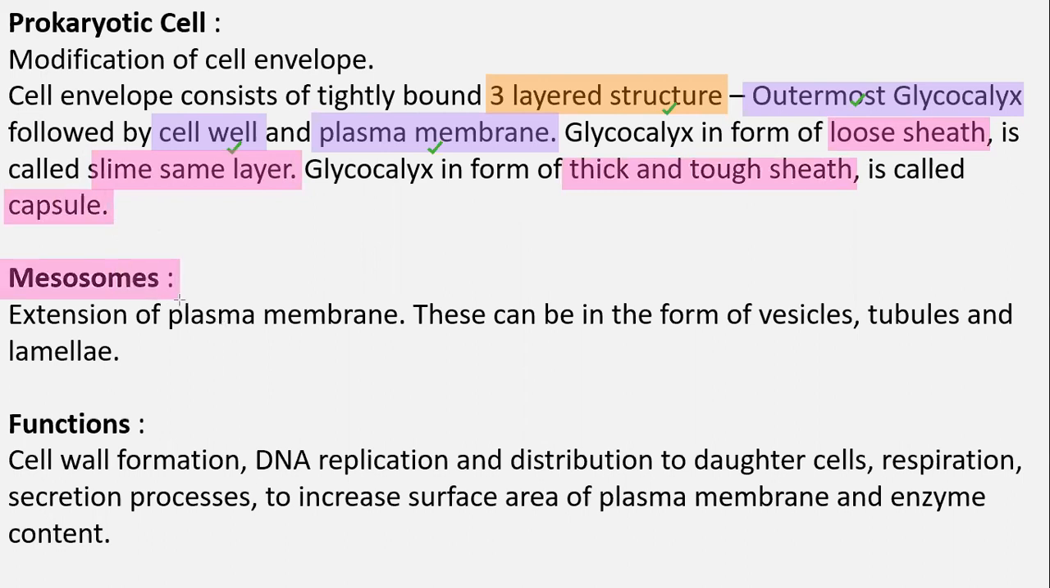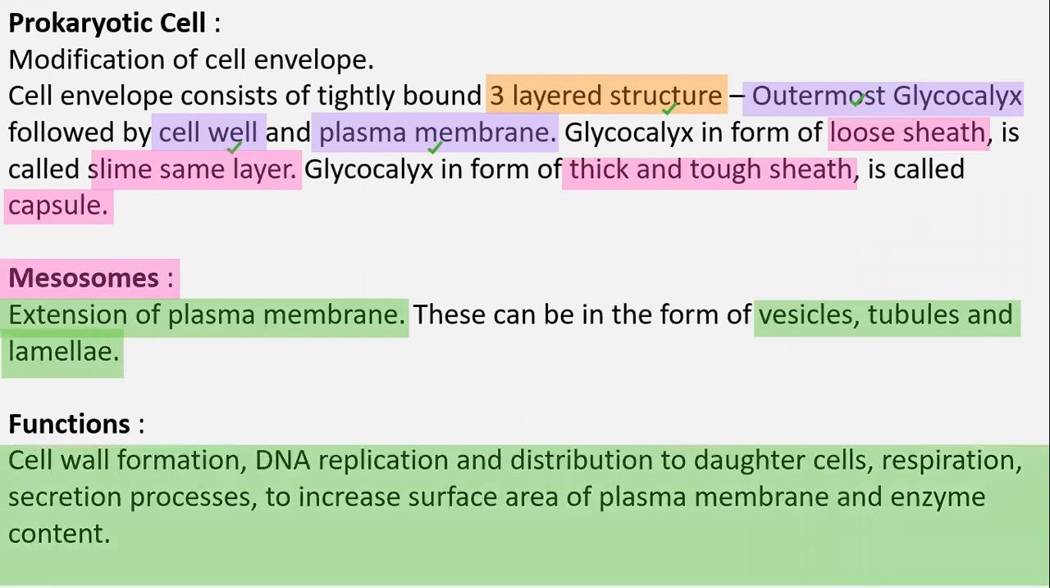Next we discuss mesosomes. Mesosomes are the extensions of the plasma membrane. They can be in the form of vesicles, tubules and lamellae. This whole content is very, very important, everyone.